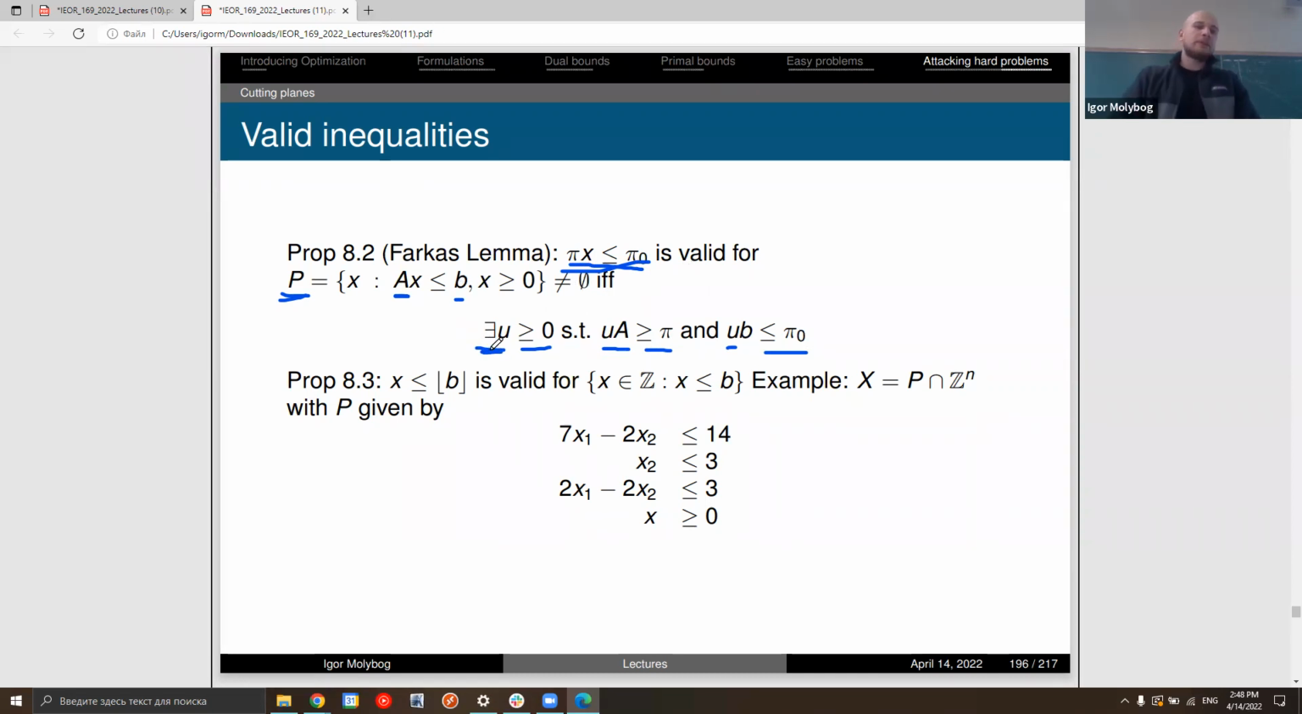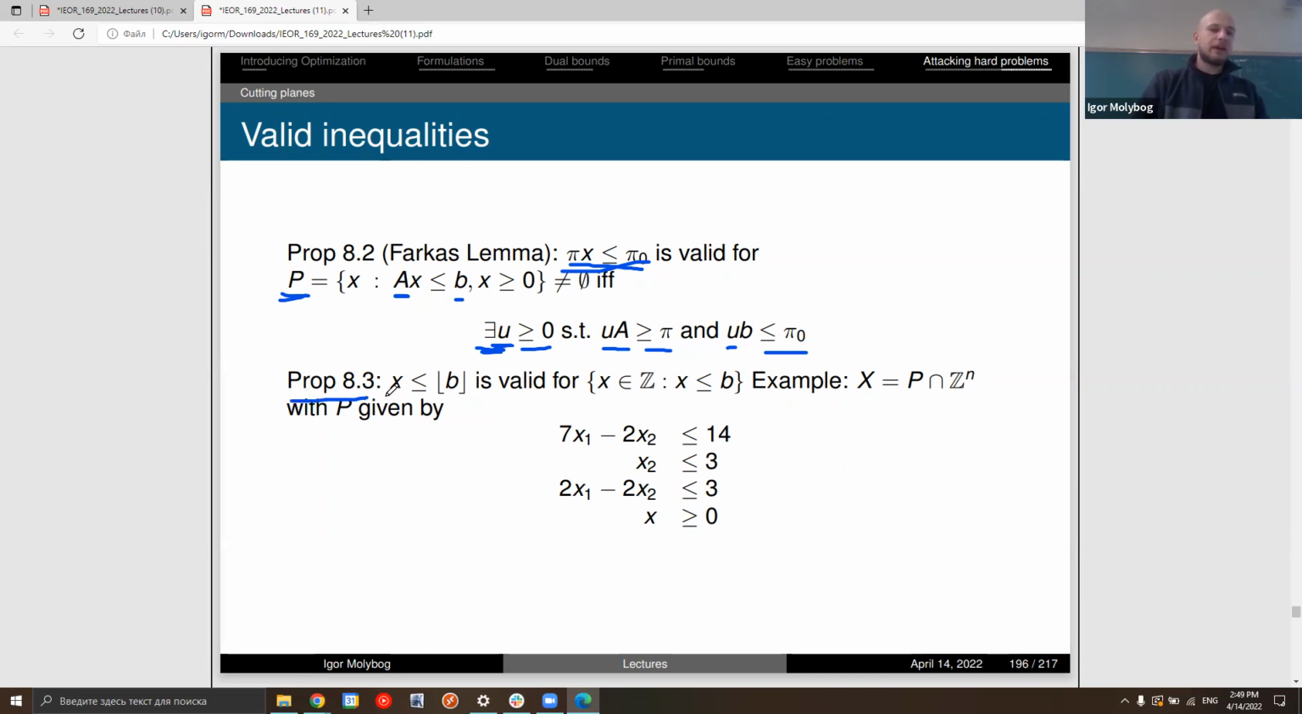So you can always provide a proof that an inequality is a valid inequality by just presenting this vector U. And now the most important observation that the further reasoning is going to be based around is the following proposition 8.3.